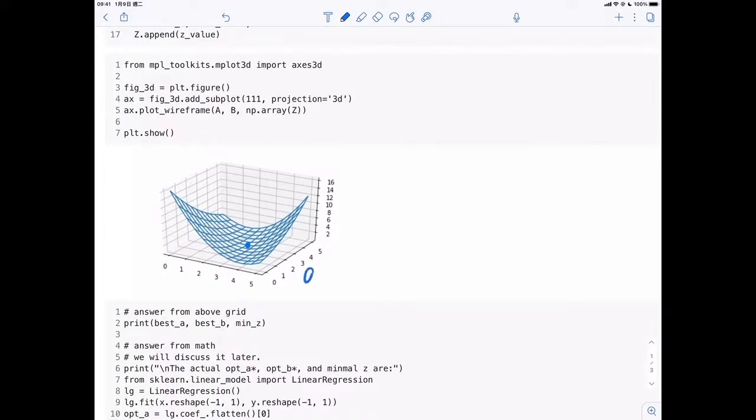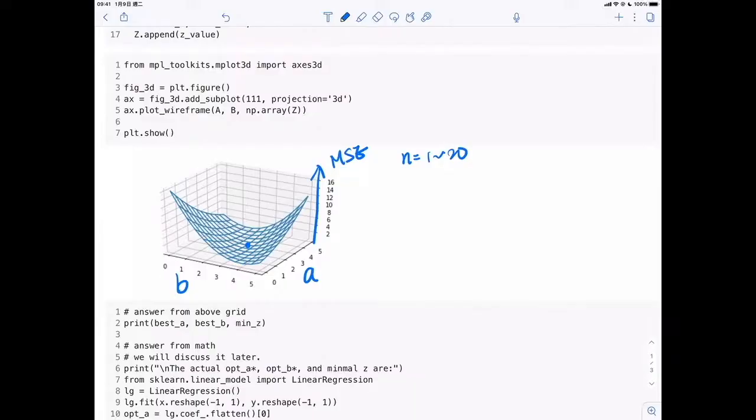Let's take a look at this graph. Let's write A right here, B right here. It's a 3D figure, okay? That is the MSE value. So we have n from 1 to 20, a lot of data points right here. If I don't want to do any computation of differentiation, what is the best strategy for you to find the best A star and B star?